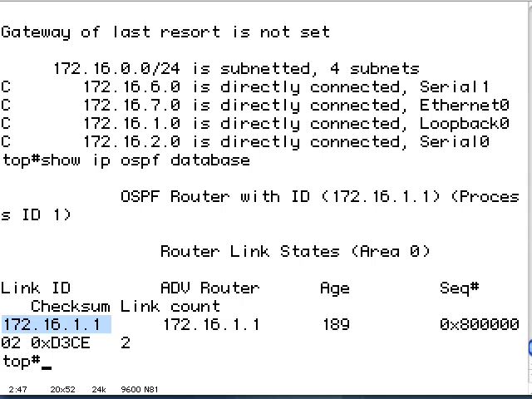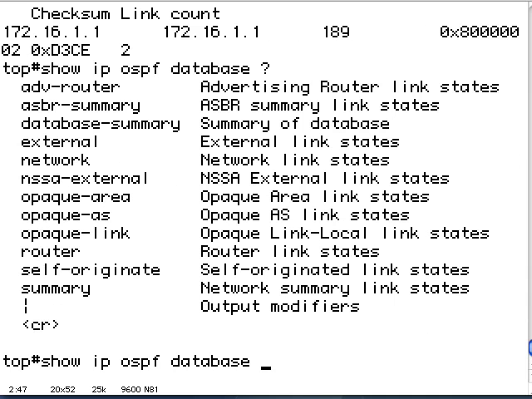Show ip ospf database is just a summary of the whole database. Now this link state advertisement is 189 seconds old, which is approximately when I configured the second network statement, which means that the second network came up in OSPF. Let's do a show ip ospf database ? And I can ask for many different things about the OSPF database. Like I can ask about the different types of LSAs.